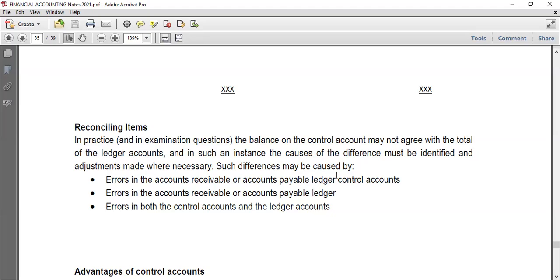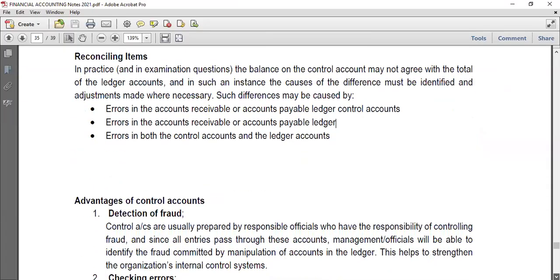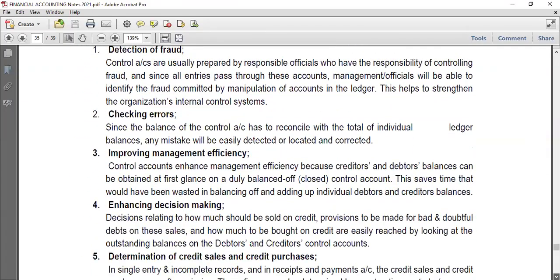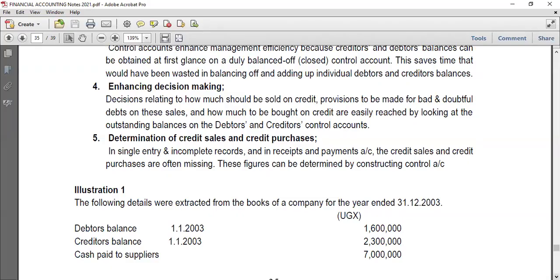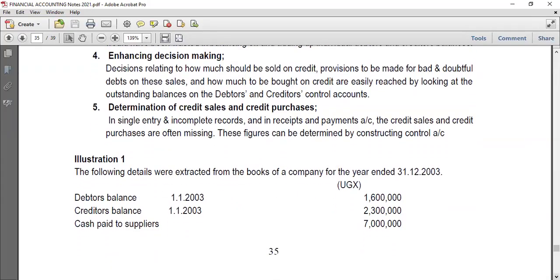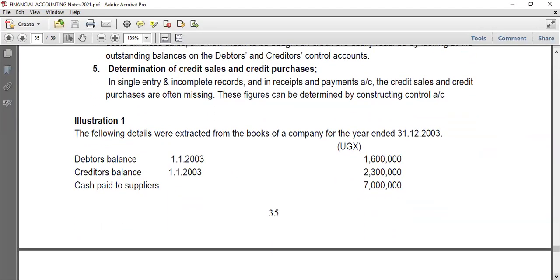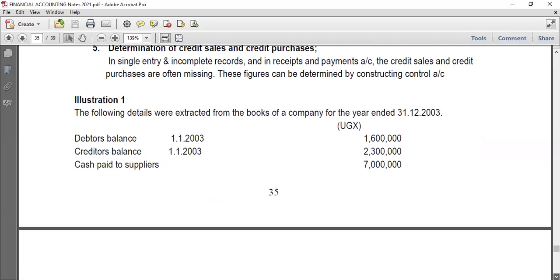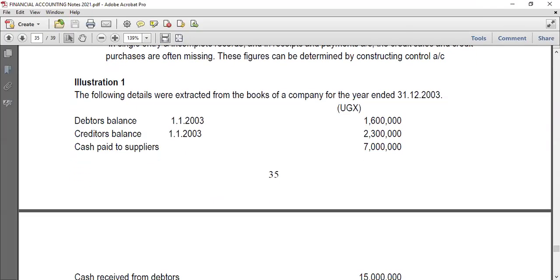The same thing applies when it comes to the respective ledger accounts. So we should make sure that we are reconciling to deal away with any kind of errors, okay? So before we look at the advantages, I just want us to look at this question, to see how a control account is set. I know you must be asking yourself, how are these control accounts actually set, okay?